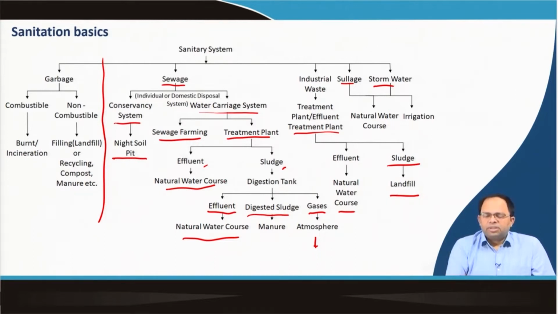And similarly, sullage, which is the water that is generated from your bathrooms, kitchens and all, along with storm water, or sullage may be part of sewage as well. This together could be taken and disposed directly into the natural water course, or it could be used for irrigation, or in the case of advanced economies where there are adequate resources to set up a stormwater treatment plant, we can again have a treatment unit for that as well.